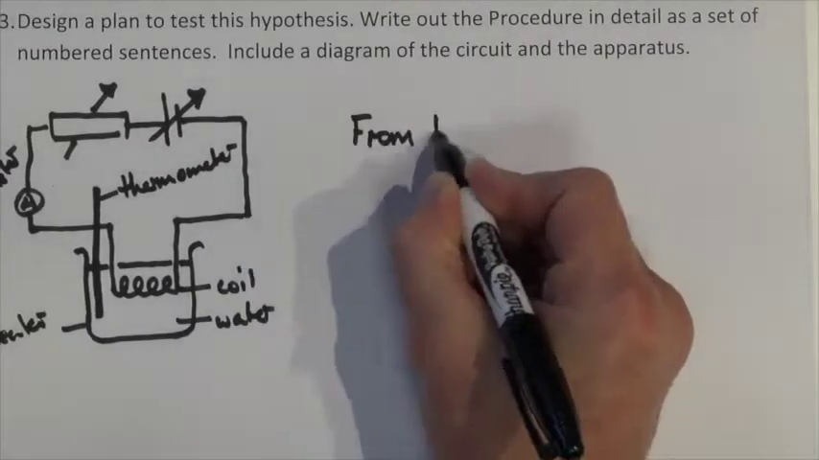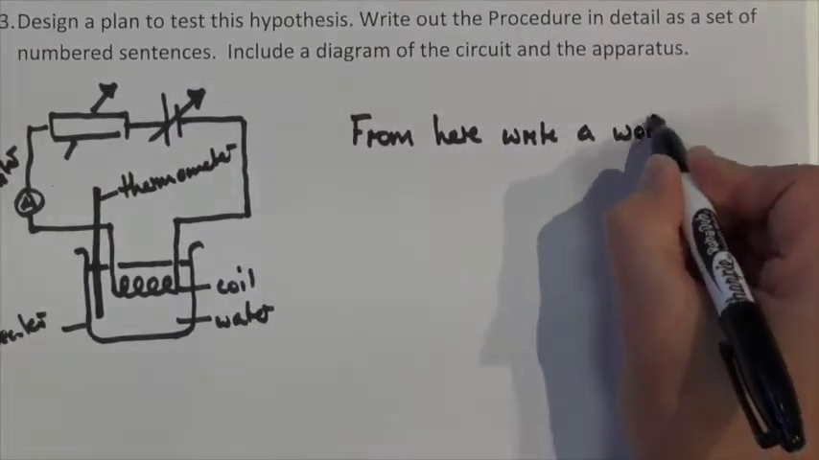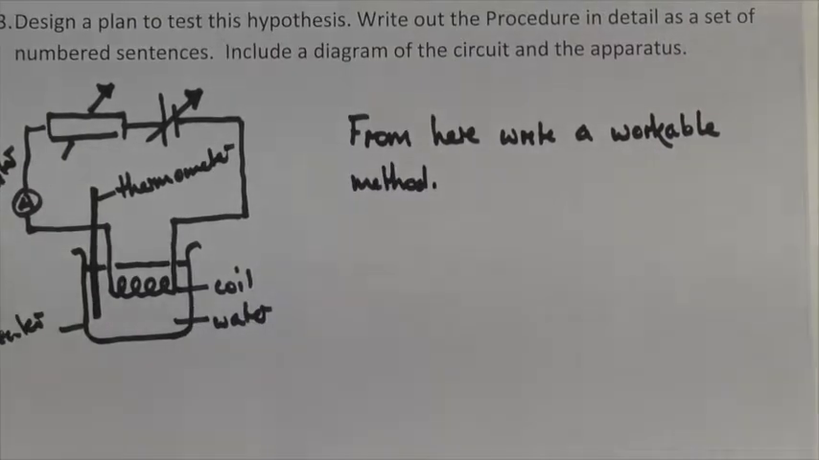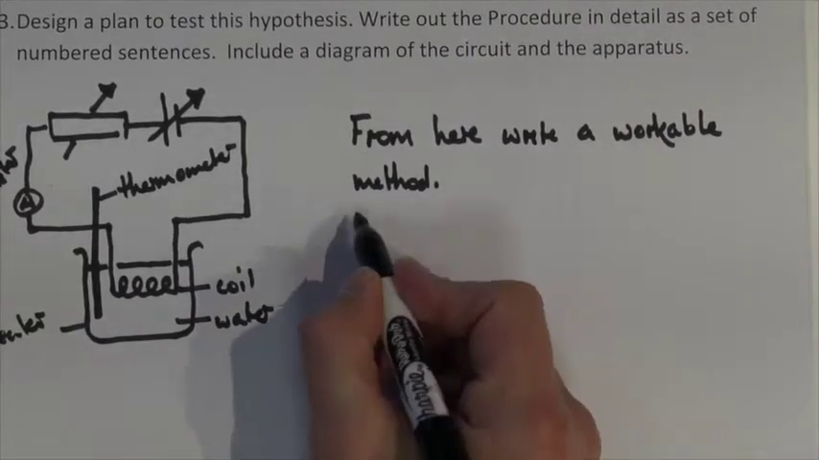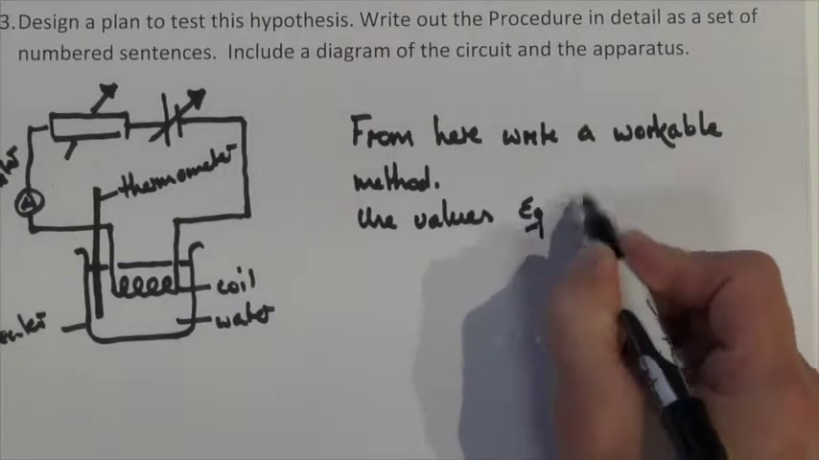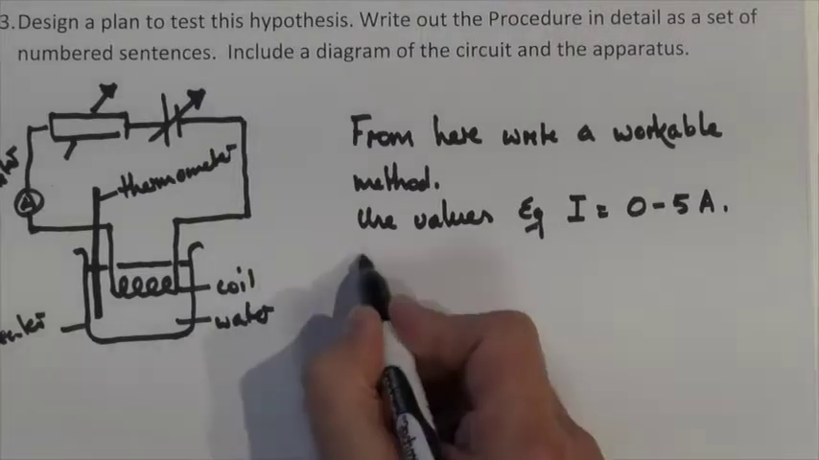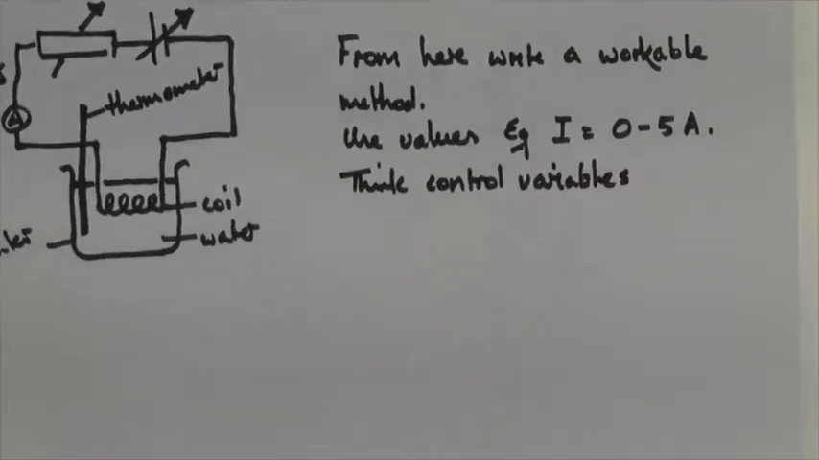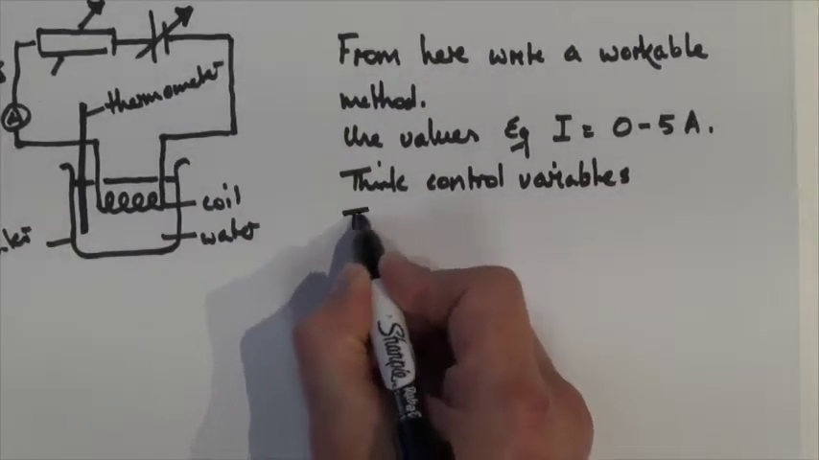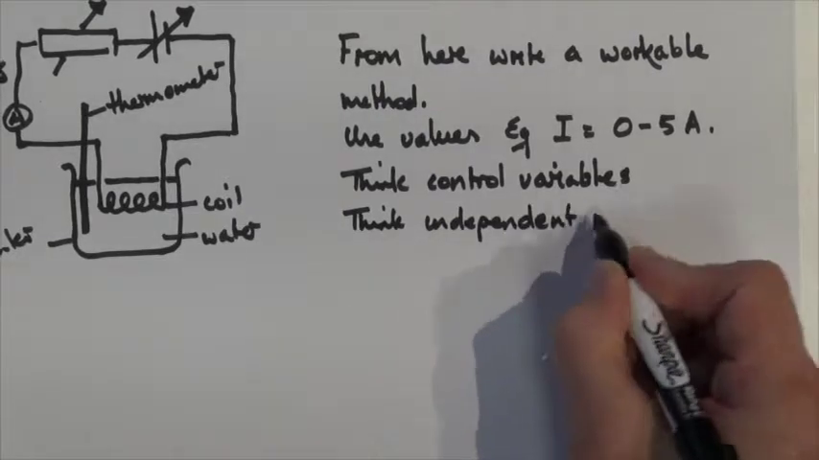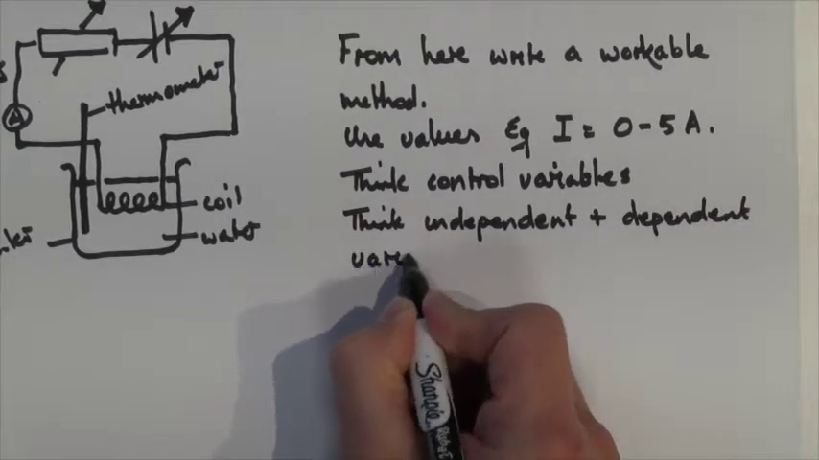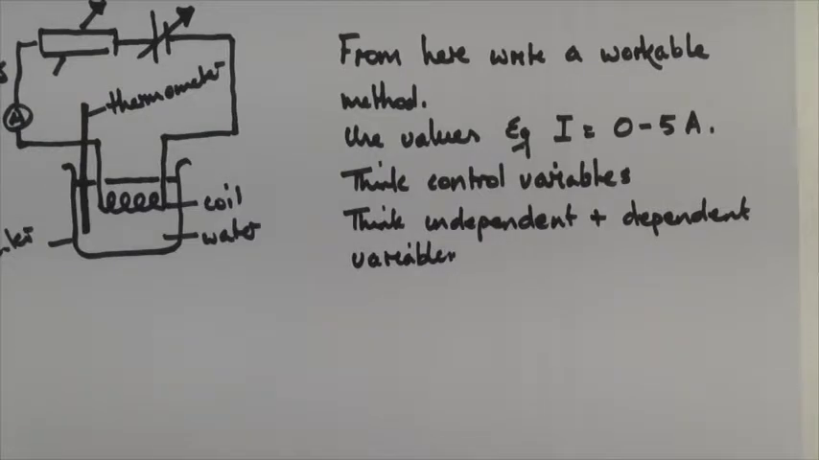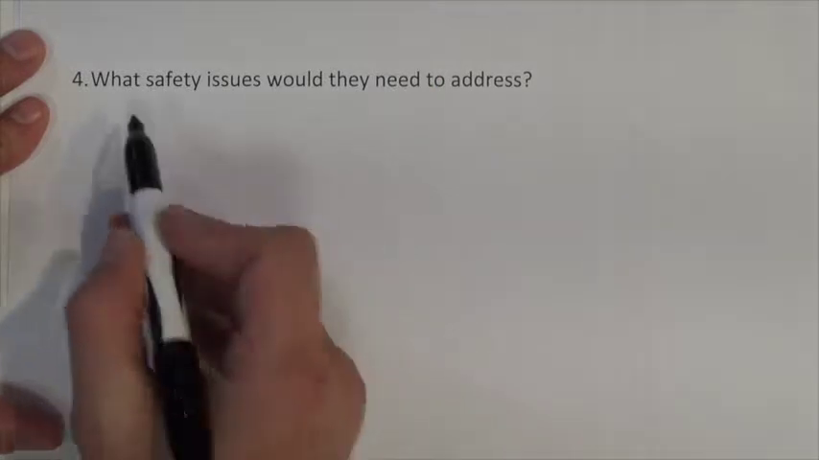And then what we would be doing is writing a workable method. So we might need to know something about a rheostat for a variable resistor. We would use values such as the current going from 0 to 5, and then I want you to try and think about your control variables. What things do you keep the same, such as same size beaker, the thermometer was put in the same place. Also look at your independent and dependent variables and how you're going to measure those. So you may have things along the lines of the coil of wire was the same length, material, number of coils, got the same voltage, etc.